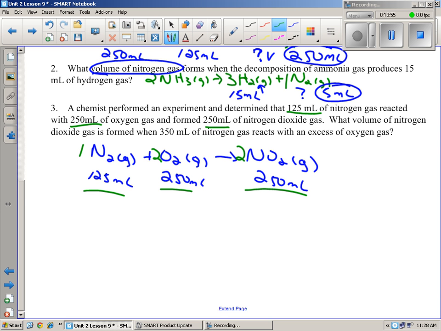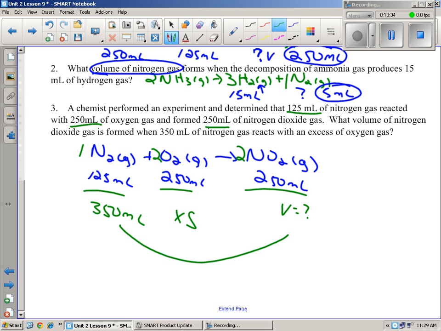This next one is just a wee bit more complex. It says, what volume of nitrogen dioxide gas is formed when you take 350 milliliters of nitrogen with excess oxygen? The reason they told you excess is just that you have lots of oxygen to use. We'll talk more about this in Unit 4, but basically if you have way more oxygen than what you need, that's not really a factor in this.